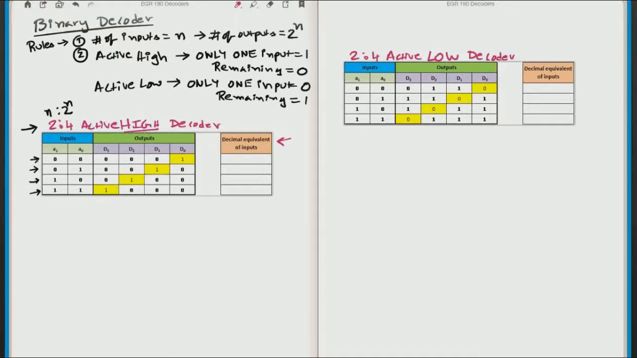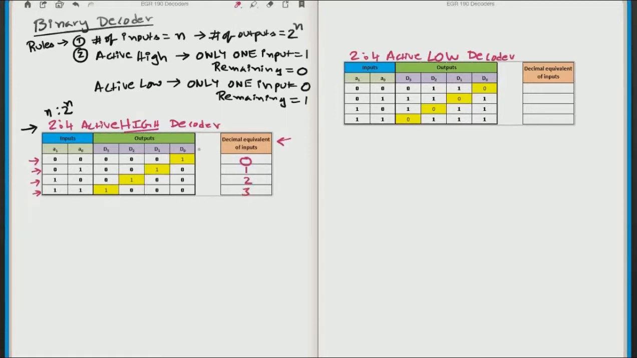Let's look here. The first row has inputs which are 0, 0. The decimal equivalent of 0, 0 is nothing but 0, write that. The second row has input 0, 1. Decimal equivalent of 0, 1 is 1. The third, decimal equivalent of 1, 0 is 2. The last row, decimal equivalent of 1, 1 is 3.